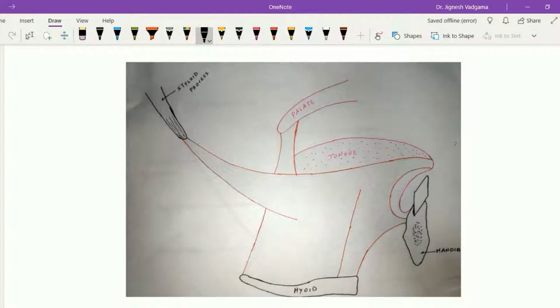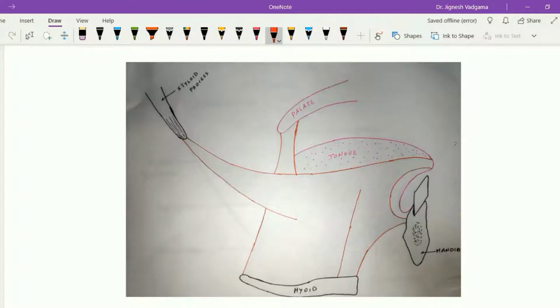Now let's see the extrinsic group of muscles. This extrinsic group of muscles contains five pairs of muscles. This includes genioglossus, hyoglossus, chondroglossus, styloglossus, and palatoglossus. Let's see the genioglossus muscle first.